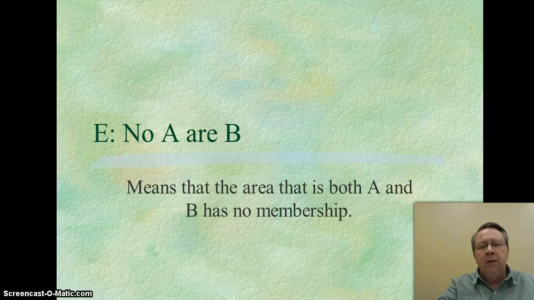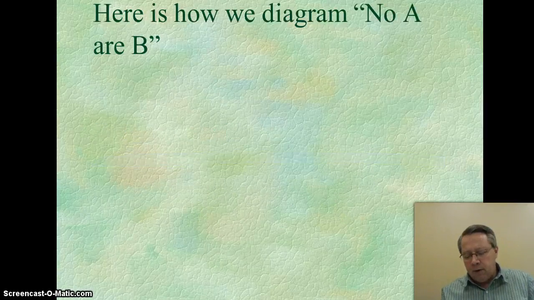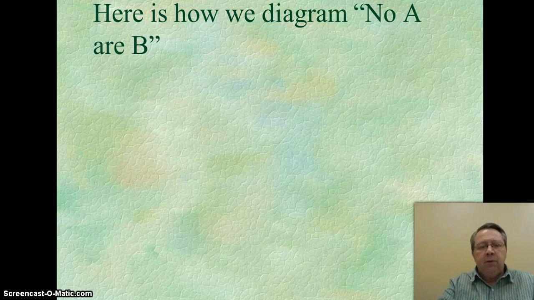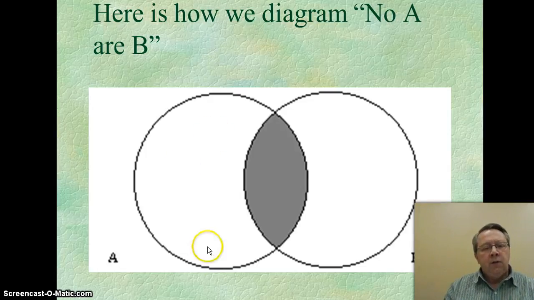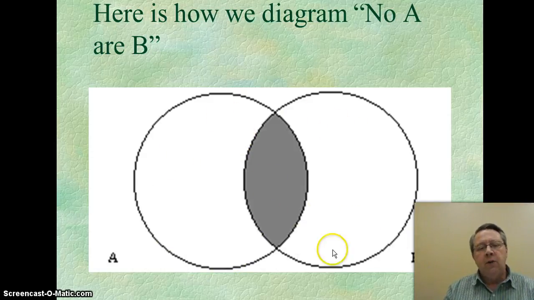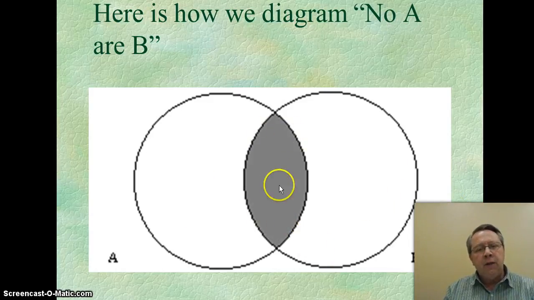No A or B. This means that the area that is both A and B has no membership. So if we change it and say no dogs are cats, the subject is dogs, that's this circle, and the subject is cats, this circle. No dogs are cats would mean that there are no dogs or cats in the football. Because I'm writing that there is a no here, I don't have to deal with the membership on either side. I'm just shading it that there's no A or B, no dogs or cats.